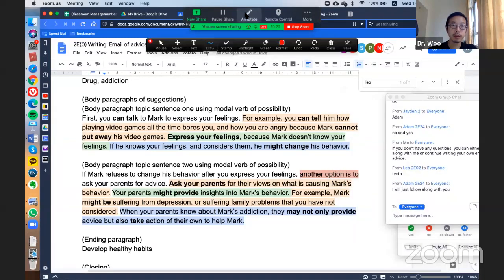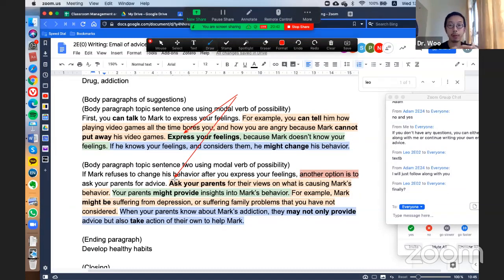Finally, we have imperative sentences. Do you see? Express your feelings. Express is the verb. You is the subject, but we don't write it. Similarly, ask your parents. Ask is the verb. You is the subject, but we don't write it.